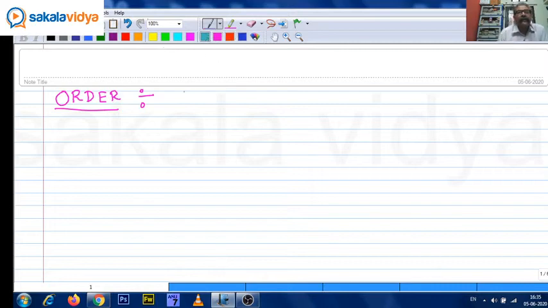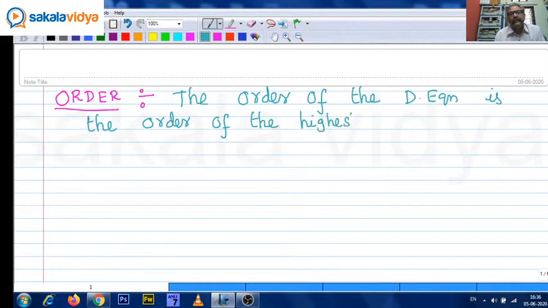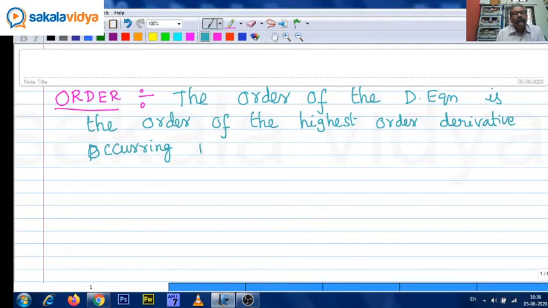Here you can write like this: the order of the differential equation is the order of the highest order derivative or differential coefficient present or occurring in the equation.